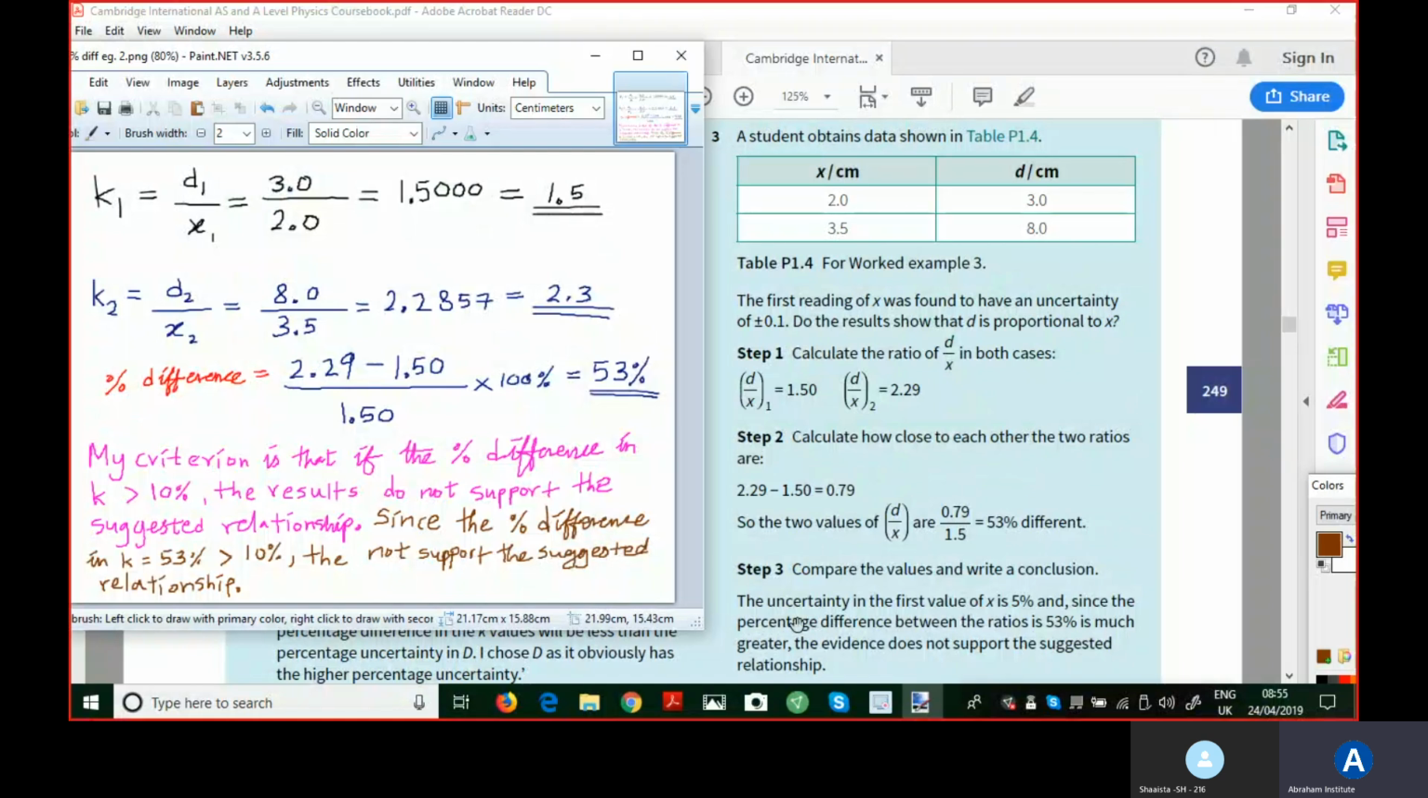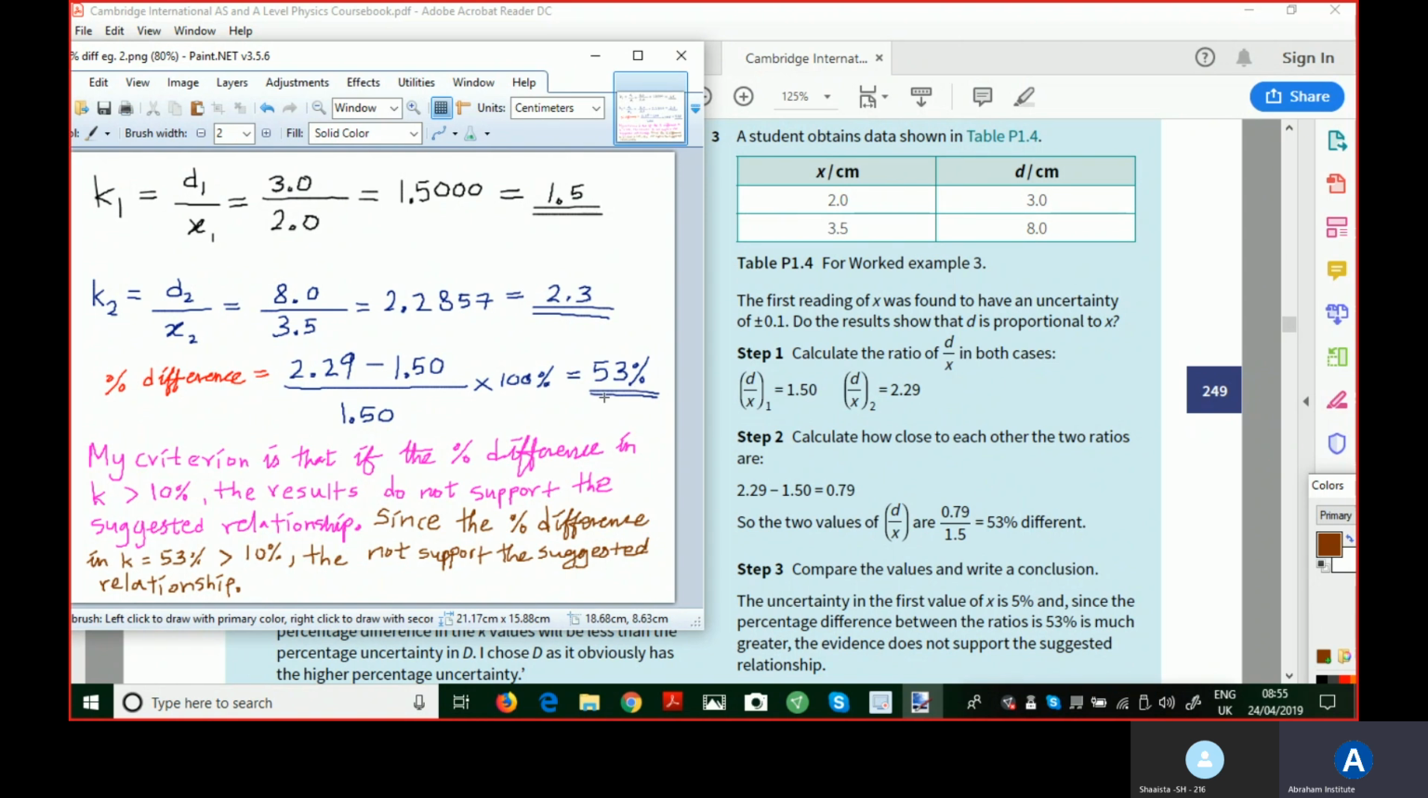Okay, so you can see they have written the uncertainty in the first value of X is 5%. That is, they are finding this one: 0.1 divided by 2 times 100%. And since this percentage difference between the ratios is 53%, which is much greater, the evidence does not support the suggested relationship. Okay, so anyway, this is the better way to do it. This is what your mark schemes and other questions look for. So we compare with the largest percentage uncertainty if it is less than 10%. If it is greater, it is not really necessary to do it.